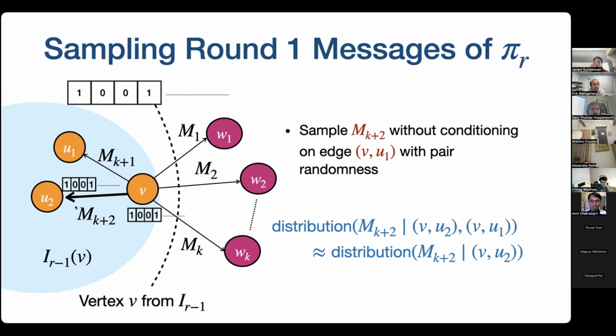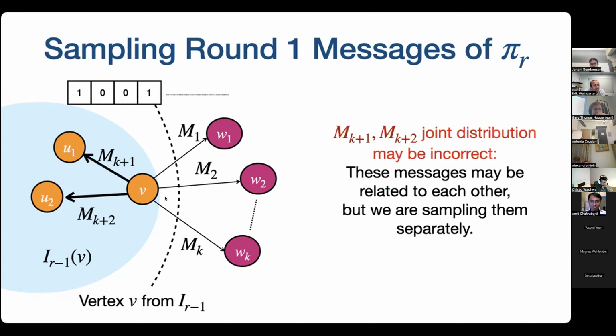But you will run into another issue. We threw some example protocols around. It is very much possible that these two messages are correlated with each other. You're not looking at M1 and then sampling M_{k+2} based on this. So whatever commonality exists between these two messages, you're missing out, and your distribution is going to be super far, and you're sampling these messages separately.